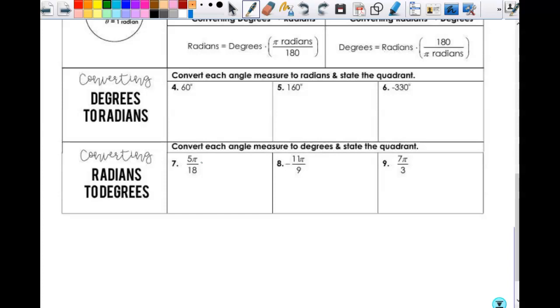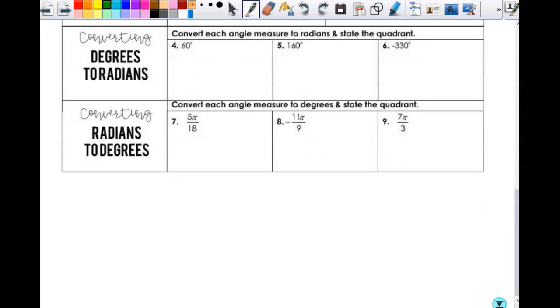So we're going to convert each one of these, and we're going to state the quadrant. But we're actually going to state the quadrant first. So if I have a 60-degree angle, what quadrant am I in? First quadrant, okay? Easy question. So I'm in quadrant 1. Now I'm going to take this 60, and since it's in degrees and I want it in radians, I multiply by pi over 180. I can put 60 over 1. Zeros divide out. 6 goes into 18 how many times?